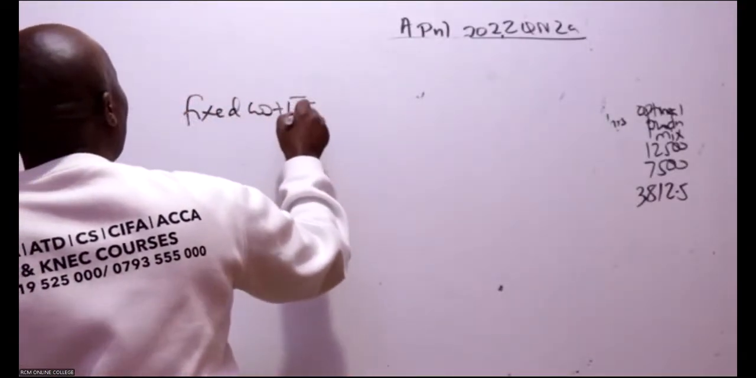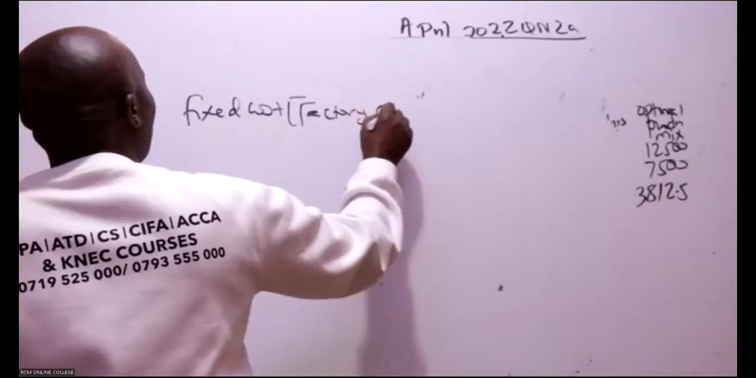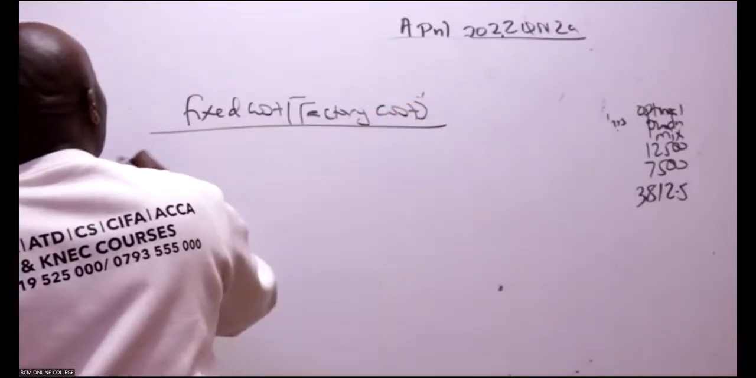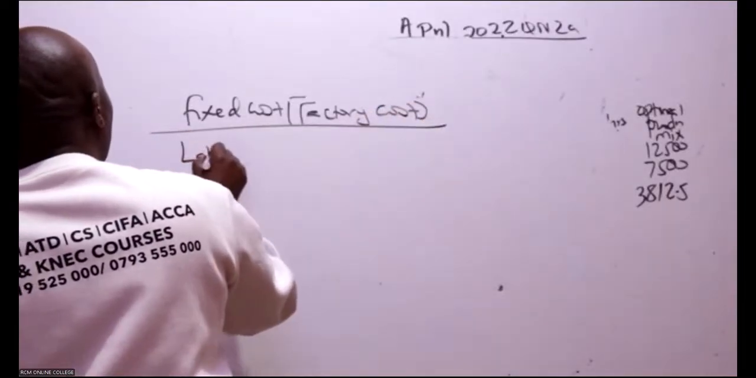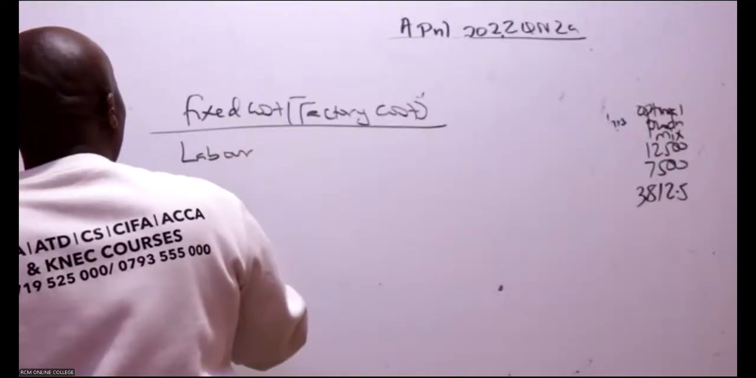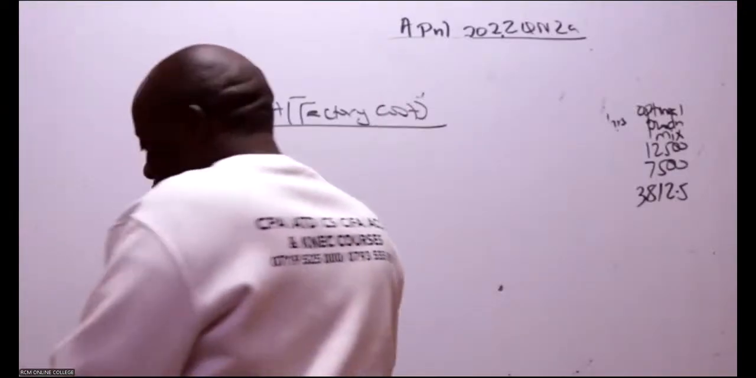Actually, we normally call them factory costs. So factory costs, of course, will be labor, variable overheads, and any fixed overheads.